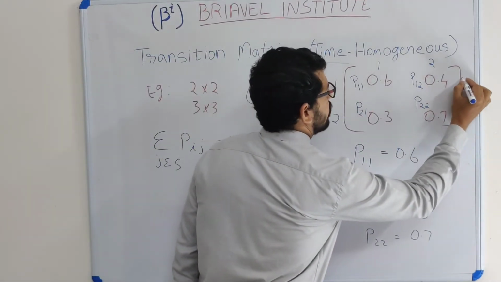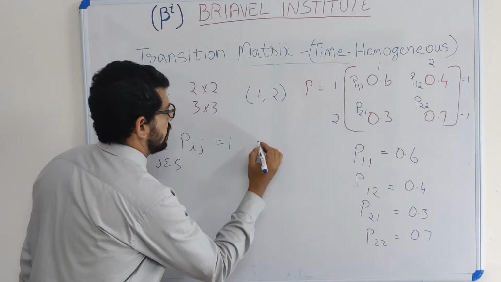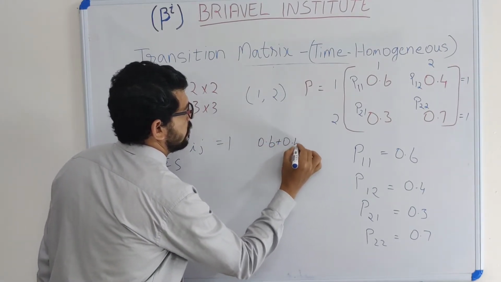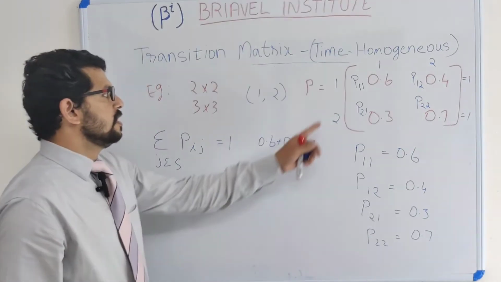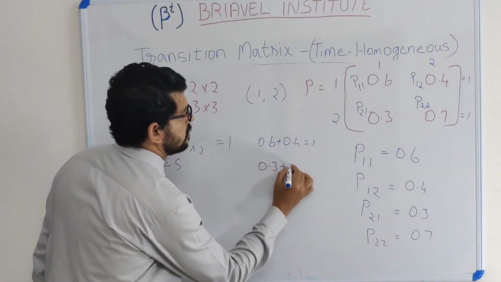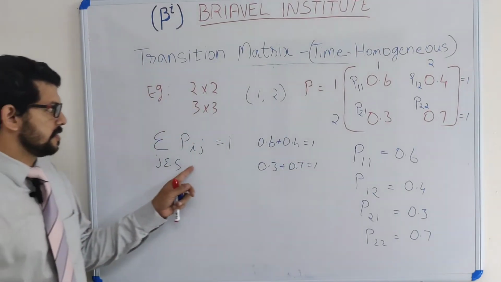That means the first row sum is equal to 1, and this is also equal to 1. So what is the meaning? First row: 0.6 plus 0.4 is equal to 1. So it's a transition, it's a Markov process. And the next one, 0.3 plus 0.7 is equal to 1. This is one of the conditions in the Markov process.